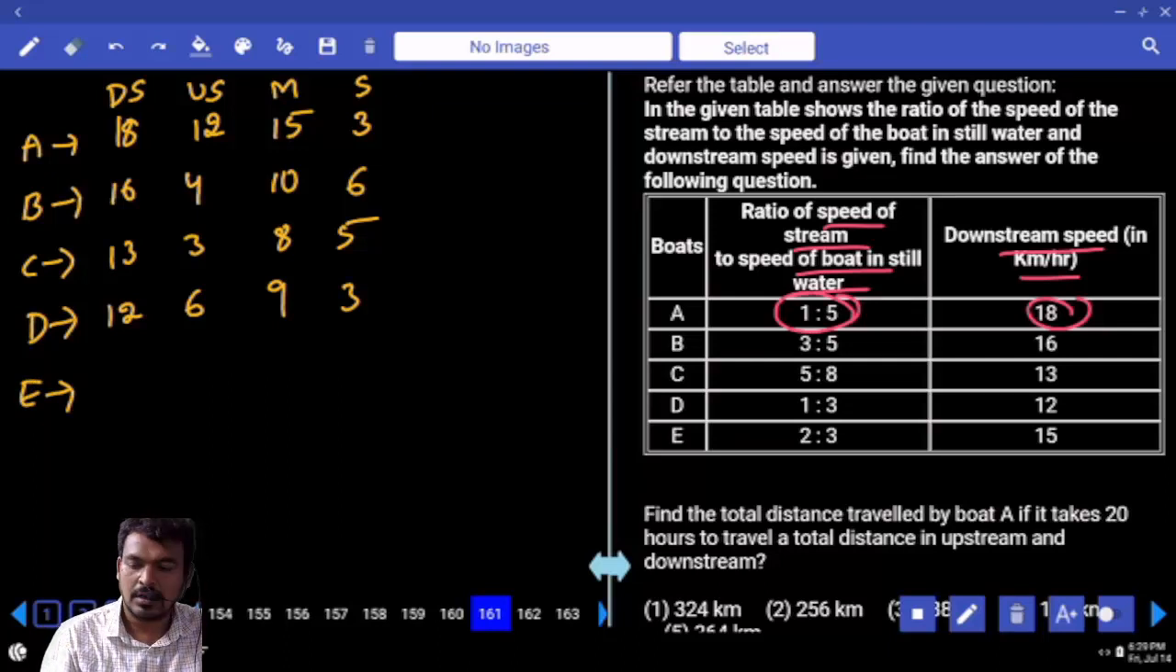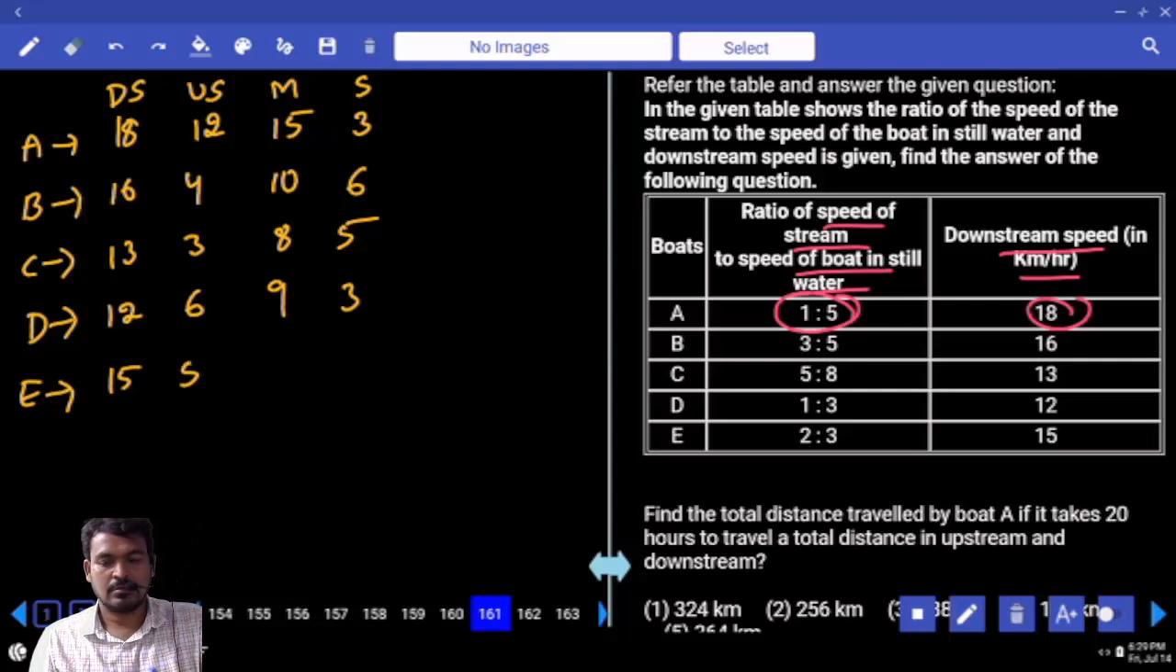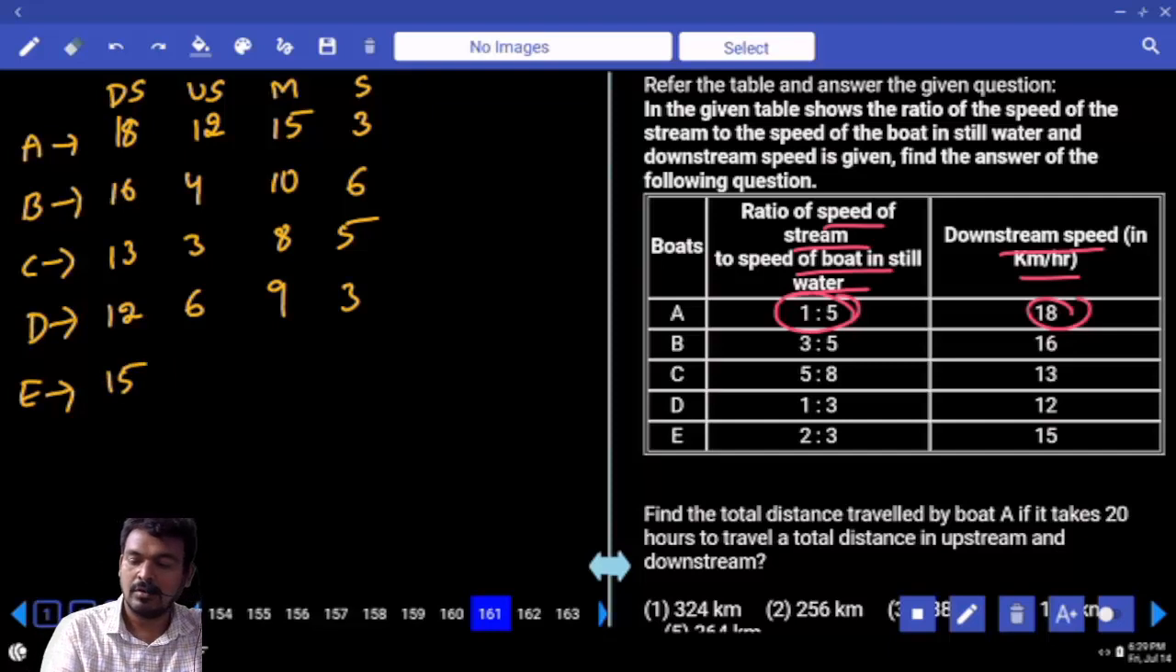Next, E, what is the downstream speed? 2:3. Total 5 parts. 15 means one part is 5. Next, M value 10. S value 5 parts are how much? 15. And what is the difference? 1 part. 1 part will be 3. 15 plus 3 means 18. By 2 means 9. Another one is 6.